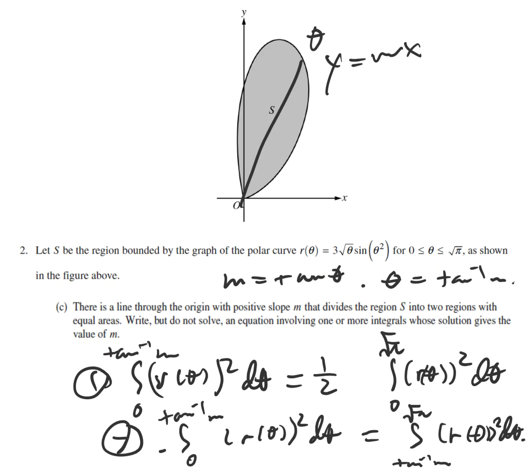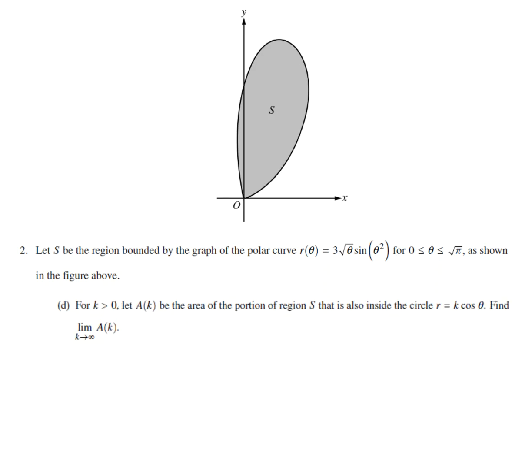Okay, let's move on to the last section, which is probably the part where most people don't get this question. So for part D, it says for k greater than 0, let A of k be the area of the portion of region S that is also inside the circle r equals k times cosine of theta. Find the limit as k goes to infinity of A of k.